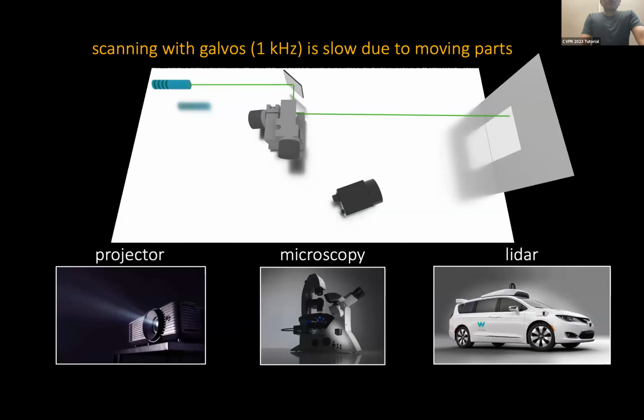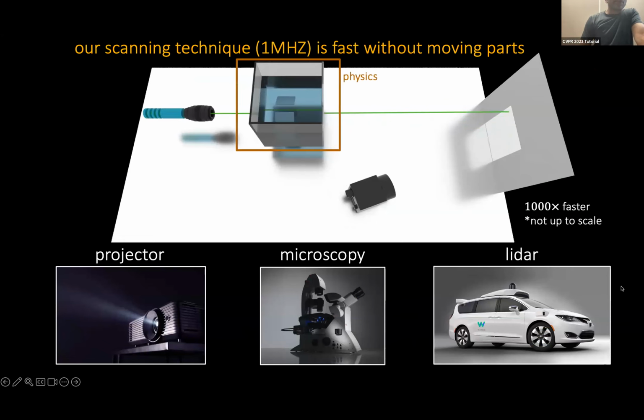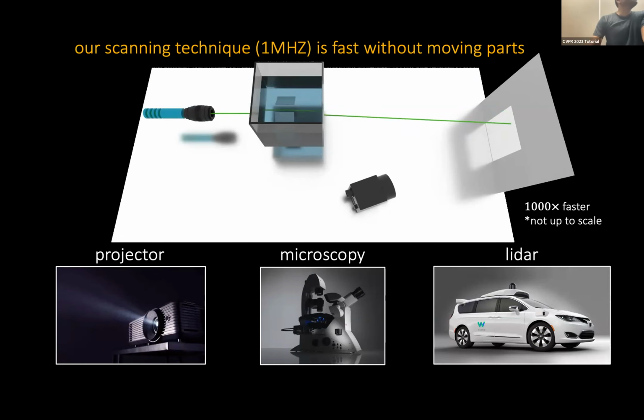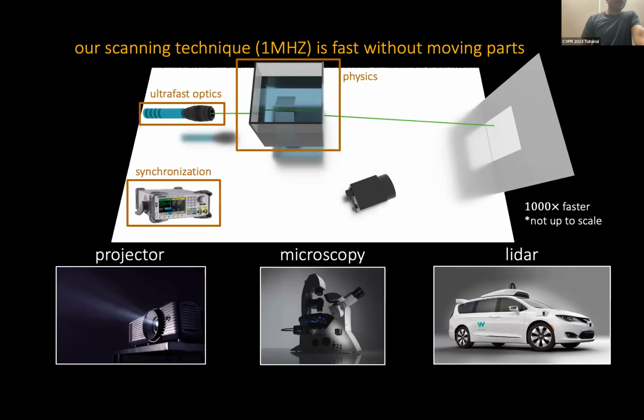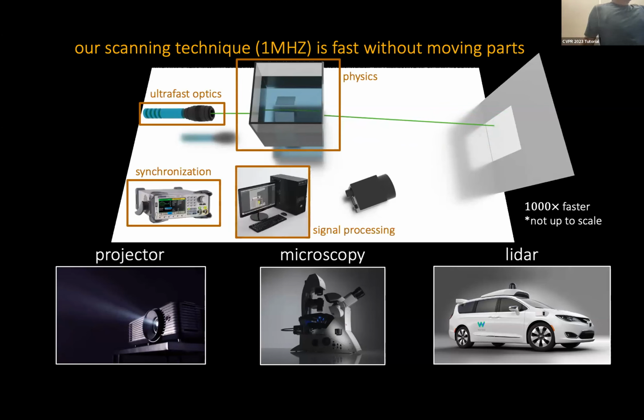So this is the last segment before we take a break. What we did here is we built a scanner which is 1,000 times faster than light scanners using acousto optics. Light scanning is a technique that is used in many projectors, microscopes, and also lidars, where we scan the light with the help of moving mirrors. What we did was we used acousto optics to make the light scanning 1,000 times faster, and we achieved this by putting together the physics of how light and sound interact with matter, and ultra fast optics, fast synchronization electronics, and signal processing techniques.